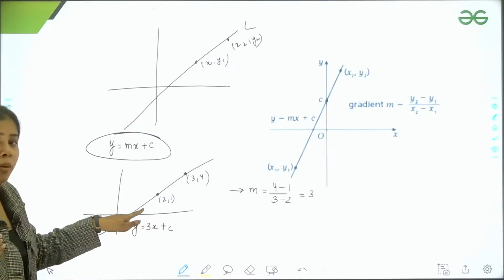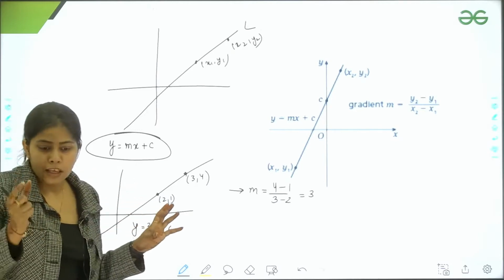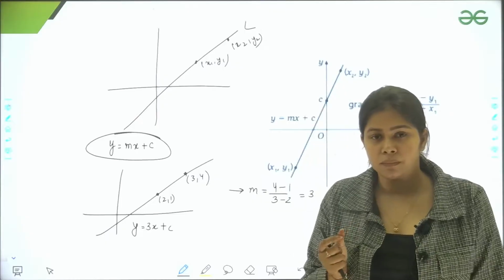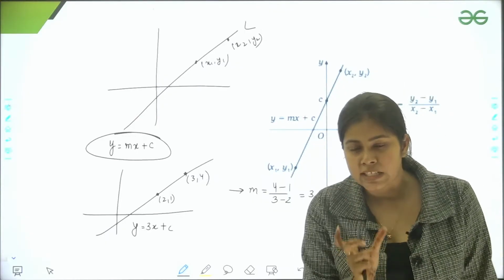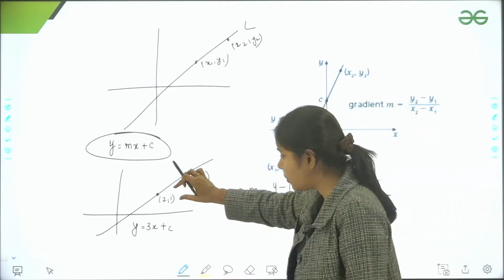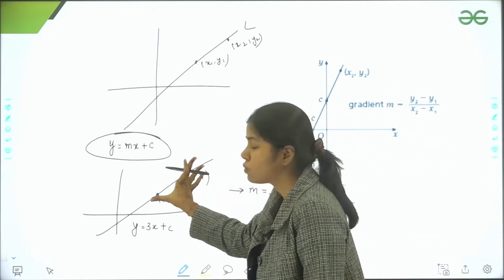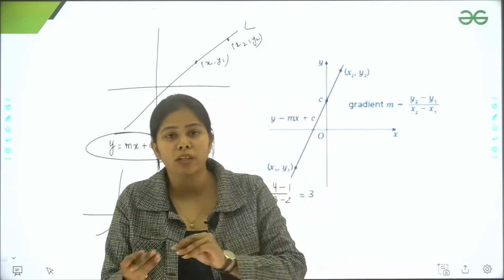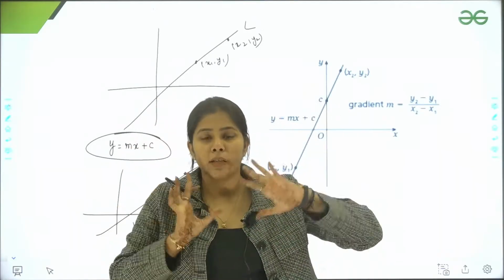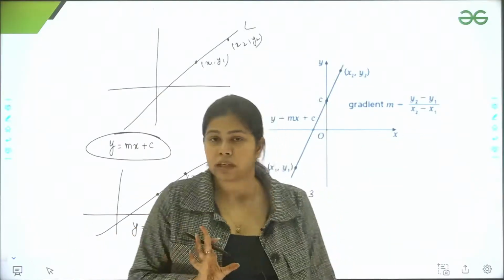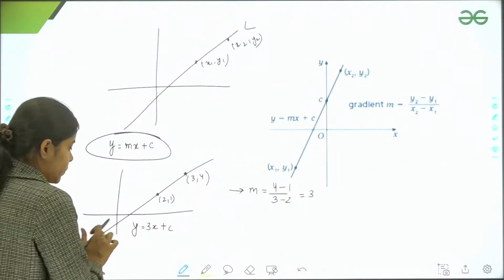Because (2, 1) lies on this line. If any point lies on a line, that means it satisfies its equation. Just tell me guys if this statement is clear. If (2, 1) lies on this line, that means (2, 1) satisfies the equation of the line. The equation of a line represents all the points which lie on the line, so (2, 1) would satisfy this equation.